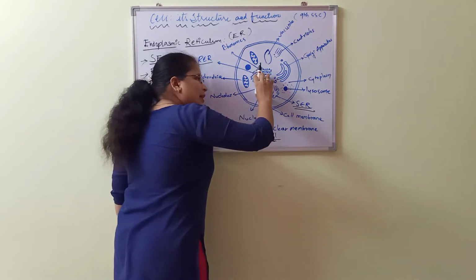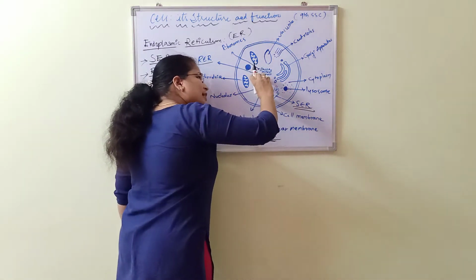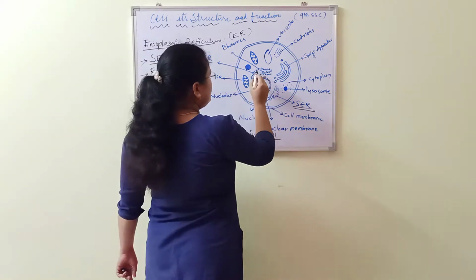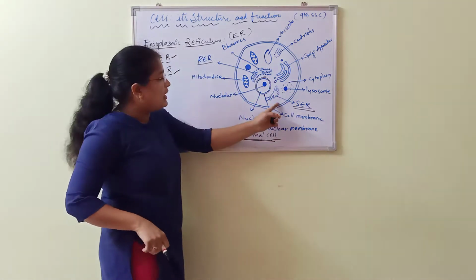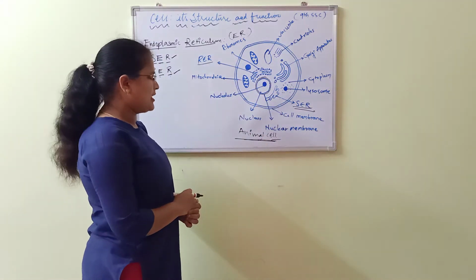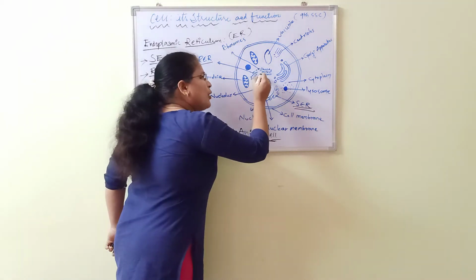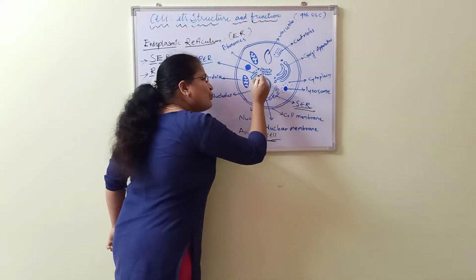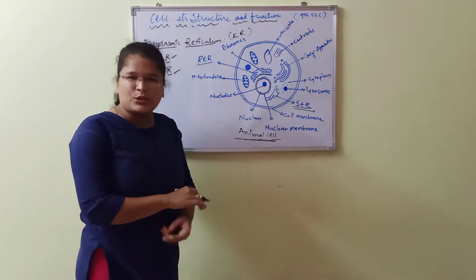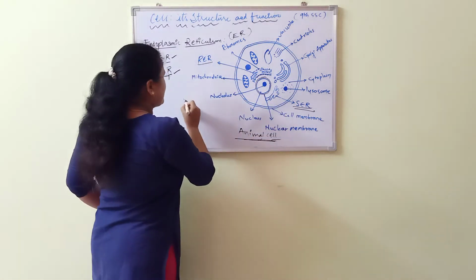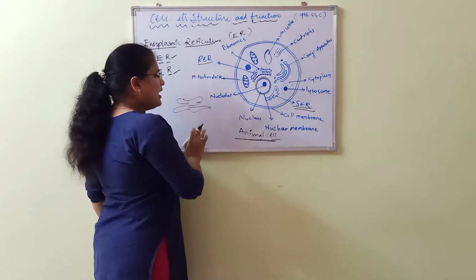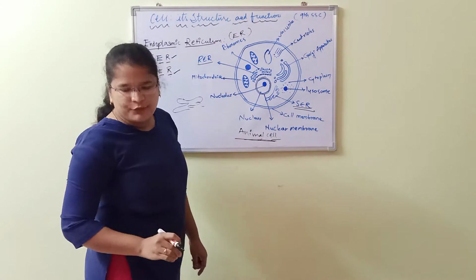If you see the nucleus, here the nucleus is in between. Sorry. The endoplasmic reticulum, the rough endoplasmic reticulum and the smooth endoplasmic reticulum. The rough endoplasmic reticulum is a network-like structure, as well as the smooth endoplasmic reticulum is also a network-like structure. It is like a vesicle, like this. Here, the structure is very different.